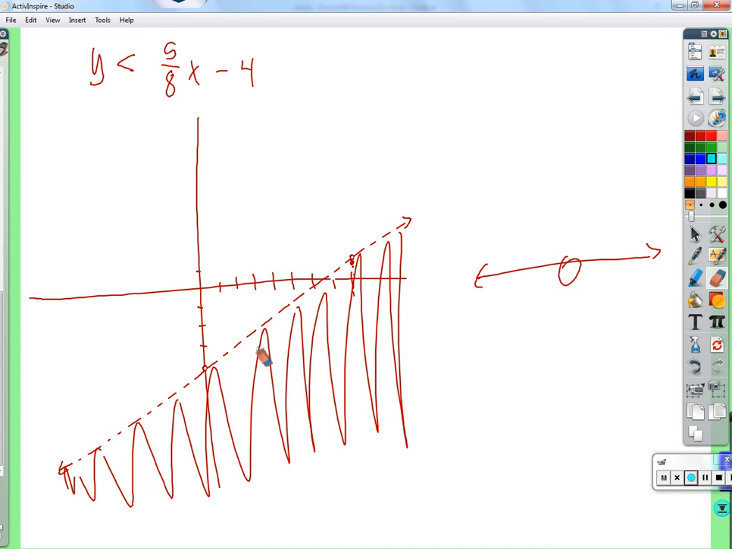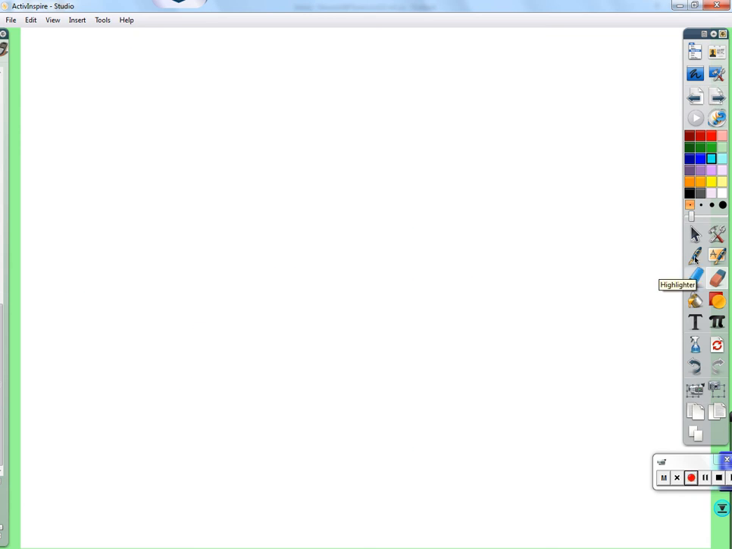So we want to shade below. I want you to think of above or below. Should I say above or below? Below. Okay, rather than left or right. But it's not always the best way to think about it. Let's look at a situation where you might want to think about it differently. Let's say greater than.